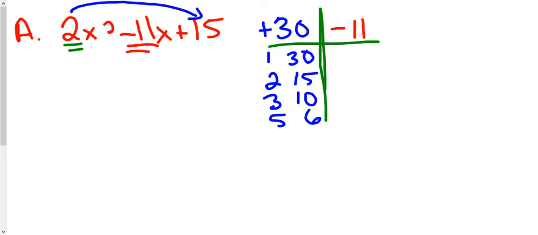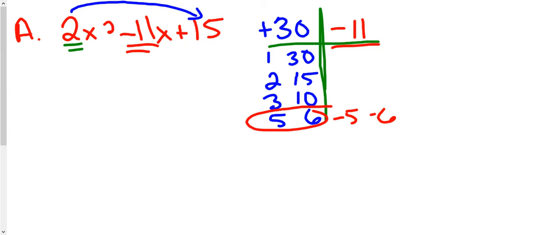So if I check here, 1 and 30 would add to 31, 2 and 15 would add to 17, 3 and 10 would add to 13, but 5 and 6 would add to 11. If I want them to be a negative 11, however, they're going to have to be a negative 5 and a negative 6. They would still multiply to a positive 30, but they would combine by addition to a negative 11.